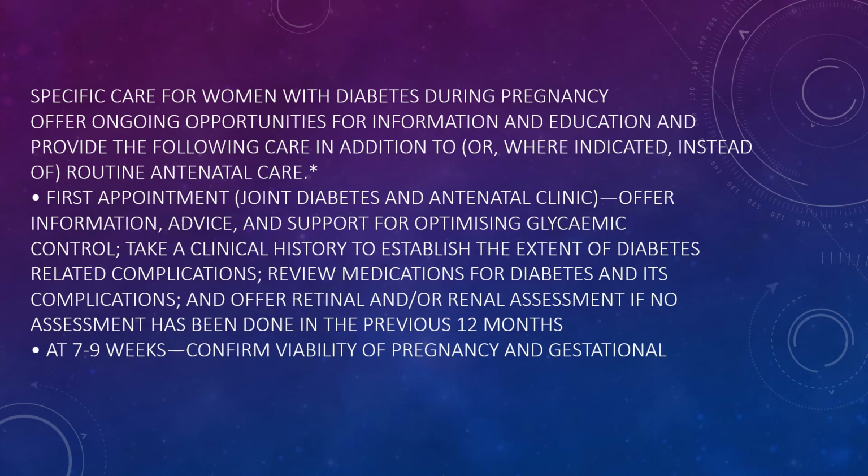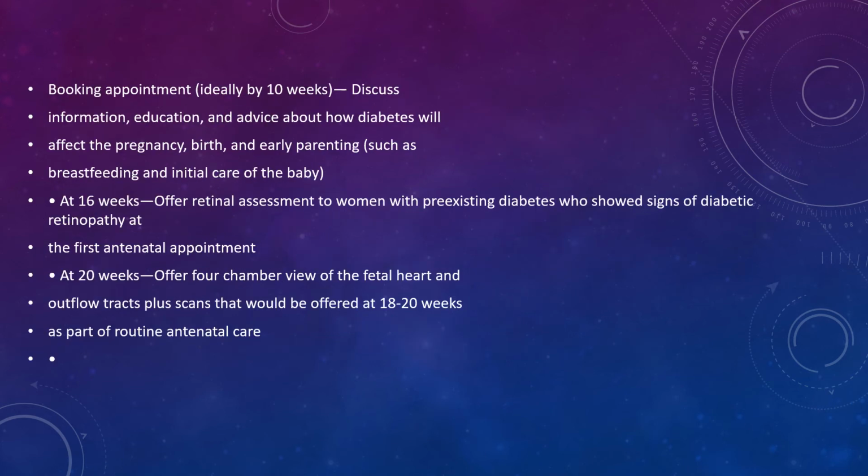previous 12 months. At 7 to 9 weeks, confirm viability of the pregnancy and gestational age. Booking appointment, ideally done by 10 weeks: discuss information and education, and advise her about glycemic control, about diabetes, the effect of pregnancy on diabetes and of diabetes on pregnancy. At 16 weeks, offer retinal assessment to a woman with pre-existing diabetes who shows signs of diabetic retinopathy.